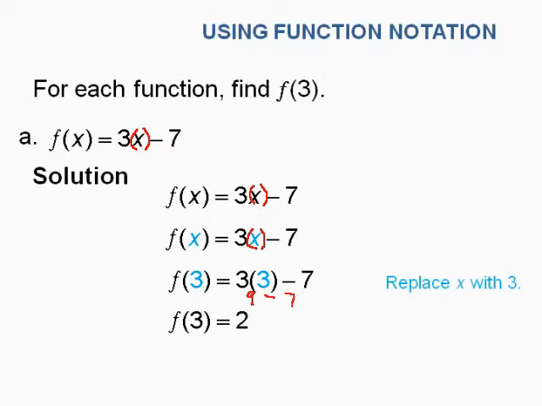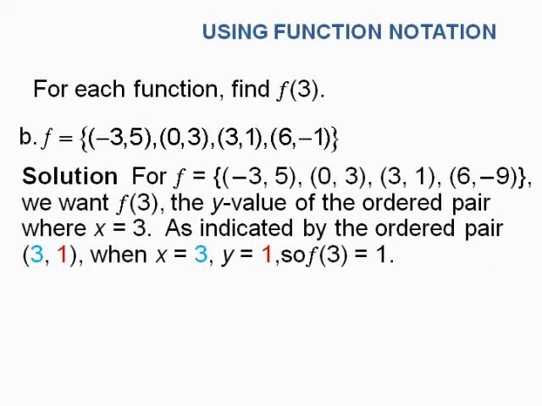So you'll get 9 minus 7, substituting 3 in for x there. And you will get f of 3 equals 2. And remember, this is just a fancy way of writing the ordered pair. When x is 3, y is 2 in this fancy functional notation.